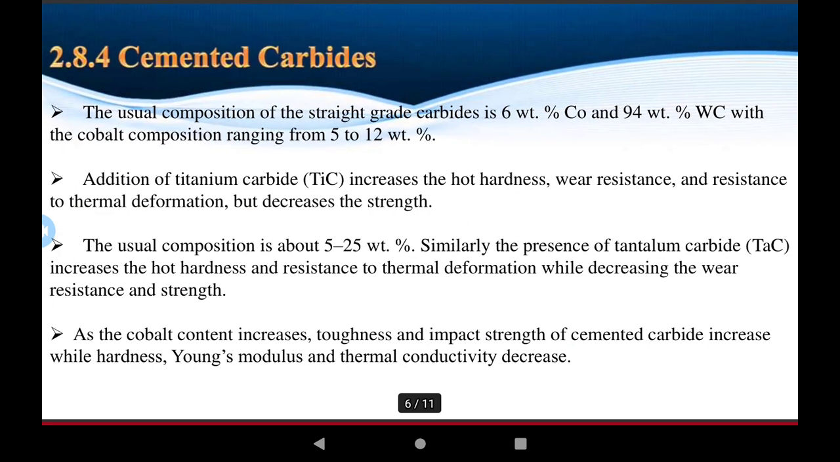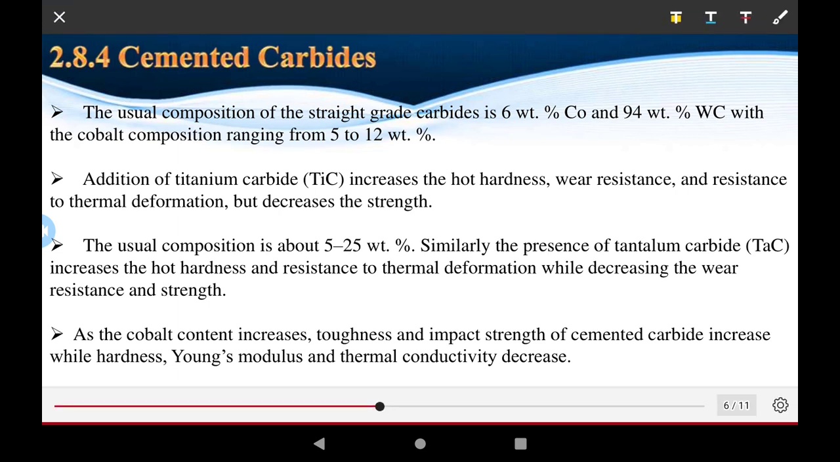The cemented carbide content: the usual composition of straight grade carbides is tungsten carbide with cobalt as the binder, about 94% WC, with a cobalt composition range of 5 to 10%. Addition of titanium carbide, TiC, increases the hardness.